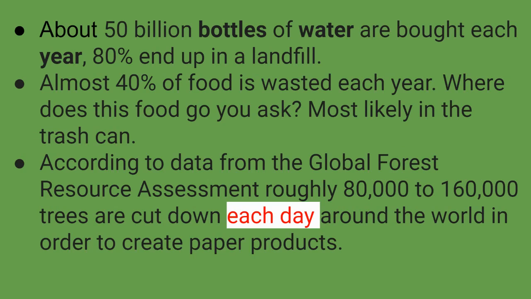About 50 billion bottles of water are bought each year. 80% end up in the landfill. Almost 40% of food is wasted each year. Where does this food go, you ask? Most likely in a trash can. According to data from the Global Forest Resource Assessment, roughly 80,000 to 160,000 trees are cut down each day around the world in order to create paper products.